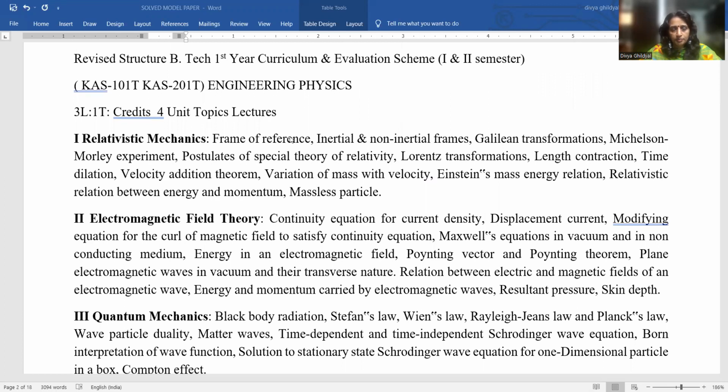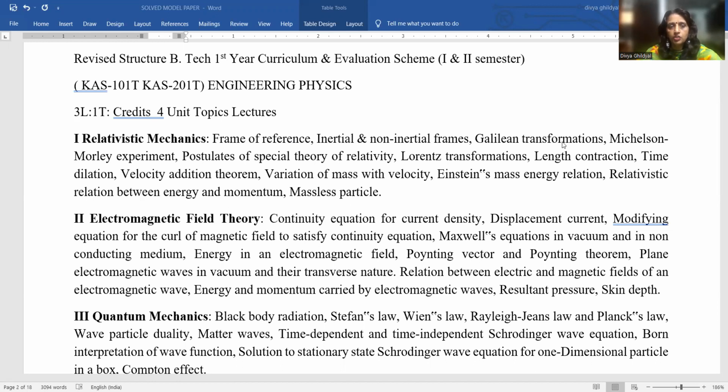Frame of reference means any set of reference frame that has been defined with the set of coordinate points as x, y, z, and t. Inertial frames are those frames where Newton's laws of motion hold good. In non-inertial frames, Newton's laws do not hold good. Galilean transformation: x dash is equal to x minus vt.